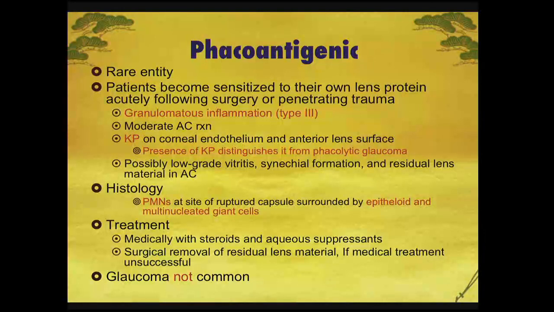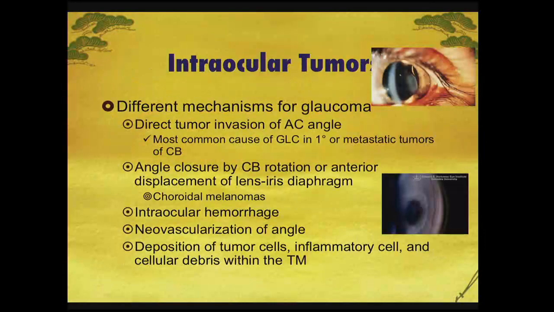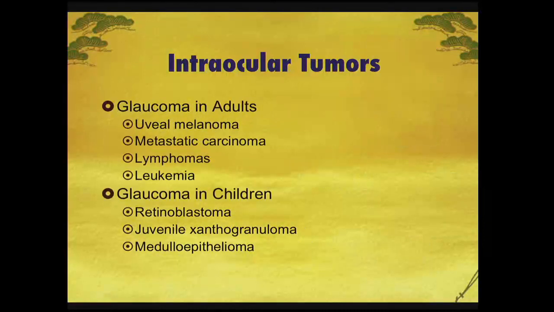Glaucomatous optic nerve damage, fortunately, is not common here. Intraocular tumors can also cause glaucoma. There's a number of different mechanisms for the glaucoma. It can be because the tumor directly invades the anterior chamber angle. It can be because there's angle closure from rotation of the ciliary body or the lens diaphragm moving forward. There can be intraocular hemorrhage, there can be neovascularization, and then there can be deposition of tumor cells or inflammatory cells within the trabecular meshwork.